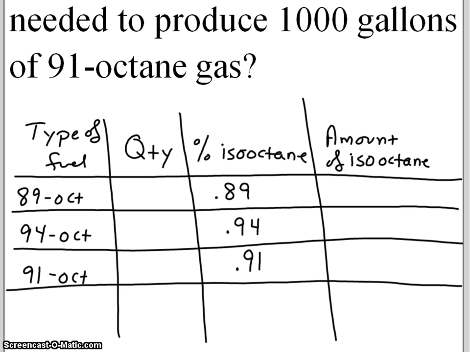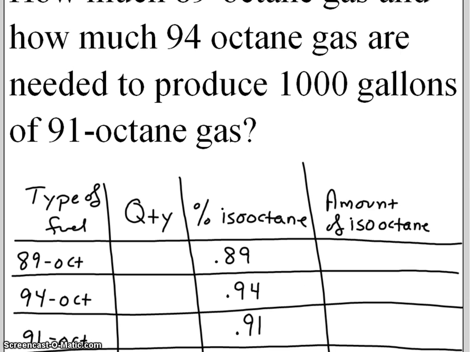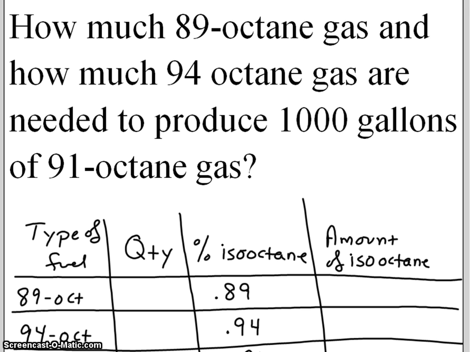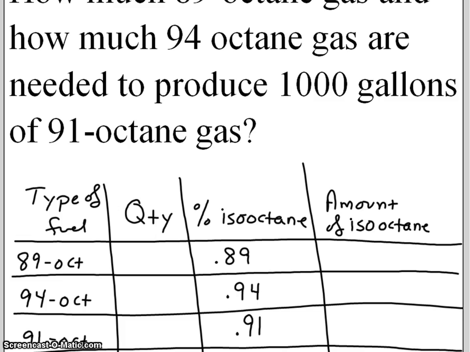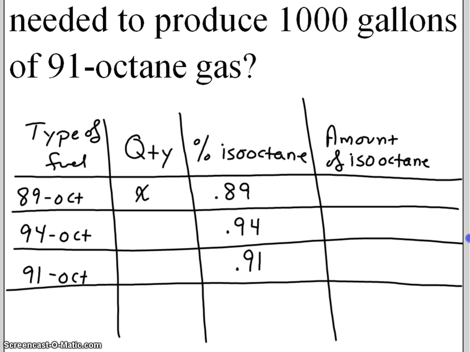Okay, now let's look up here. Let's see what's going on. It says, how much 89 octane? So we're going to let x be the amount of 89 octane. The actual quantity of the 89 octane fuel. And 89% of that quantity is isooctane. So the amount of isooctane in there is 0.89 times the quantity of 89 octane fuel, 0.89 times x. 89% of x is isooctane.